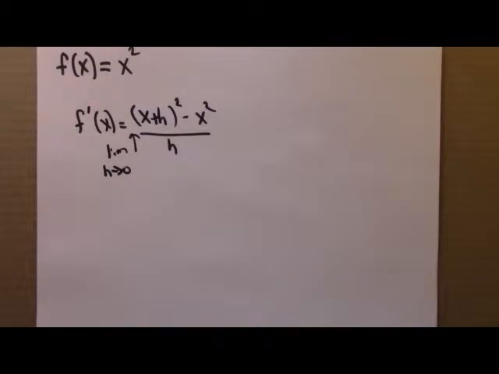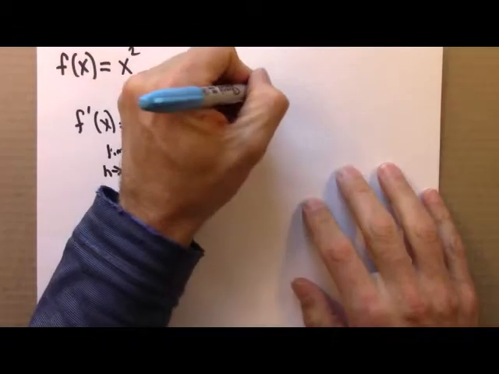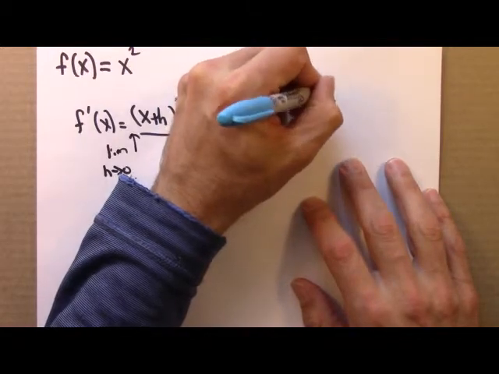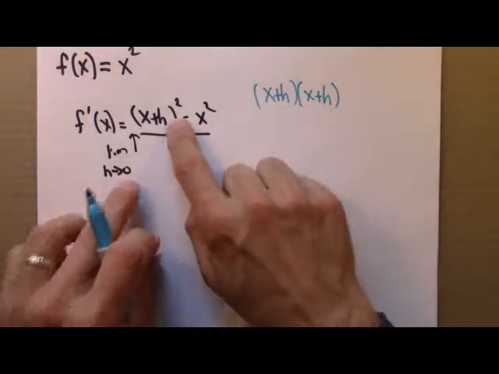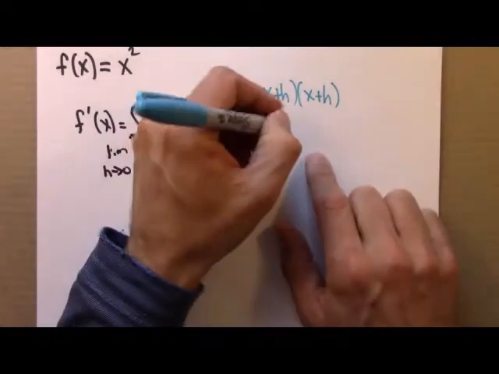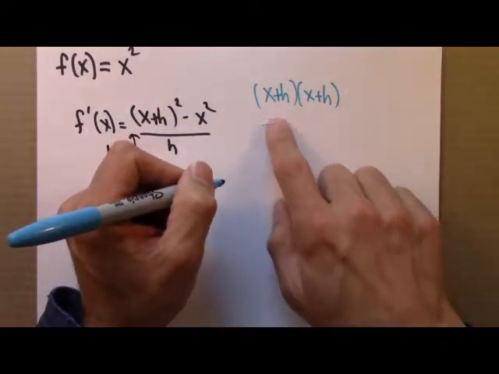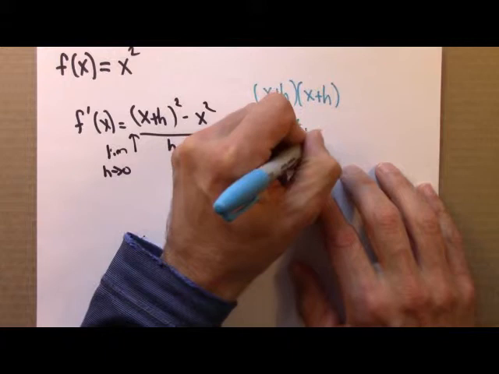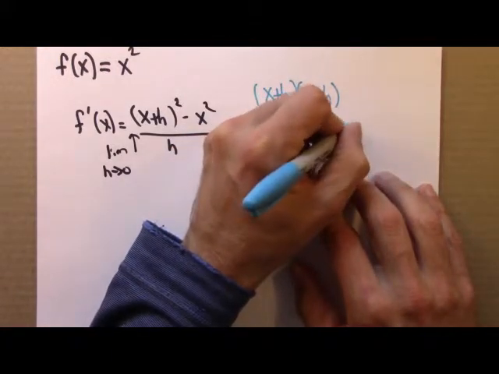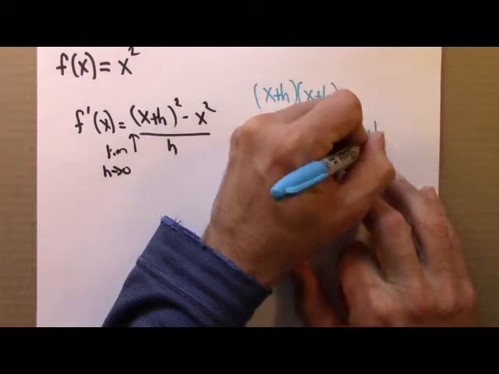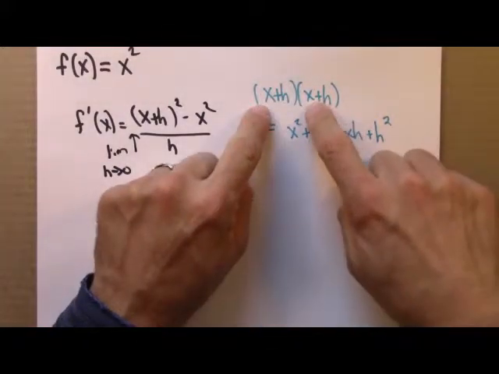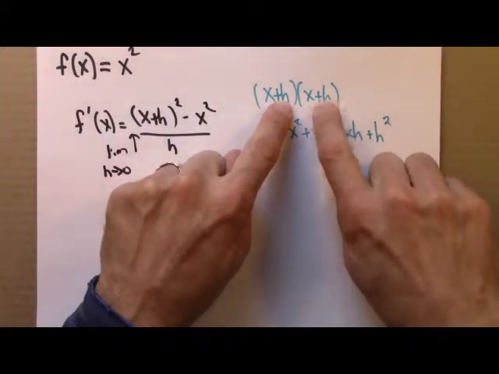And remember that in order to deal with this, we have to FOIL. So I'm going to do this over here. We had to do x plus h times x plus h. This is x plus h squared. And so when we do this, we distribute the x. We're going to get x squared plus xh plus xh plus h squared. So first two terms, outer terms, inner terms, last terms.